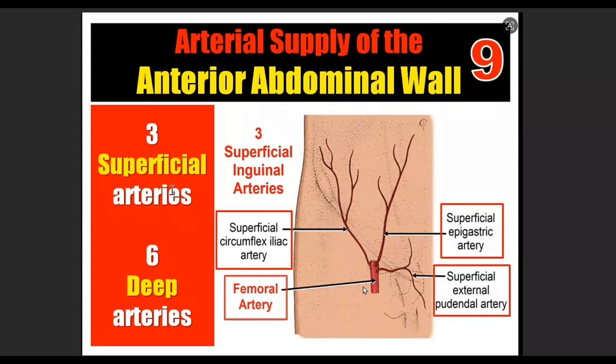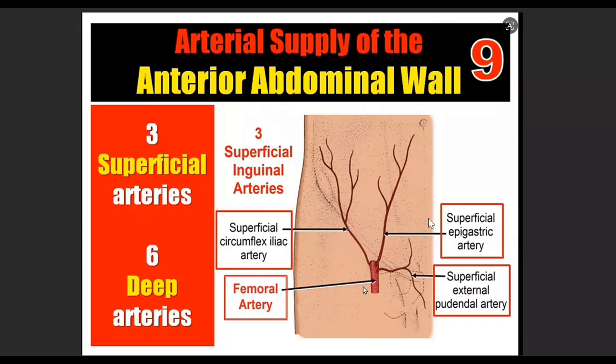Now the 3 superficial arteries that are supplying the anterior abdominal wall are the branches of the femoral artery. That means the femoral artery is giving rise to the superficial arteries of the anterior abdominal wall. The first branch is the superficial epigastric artery. Then the second branch is the superficial external pudendal artery, that is towards medial. And then we have the superficial circumflex iliac artery, that is towards the iliac crest or anterior superior iliac spine.